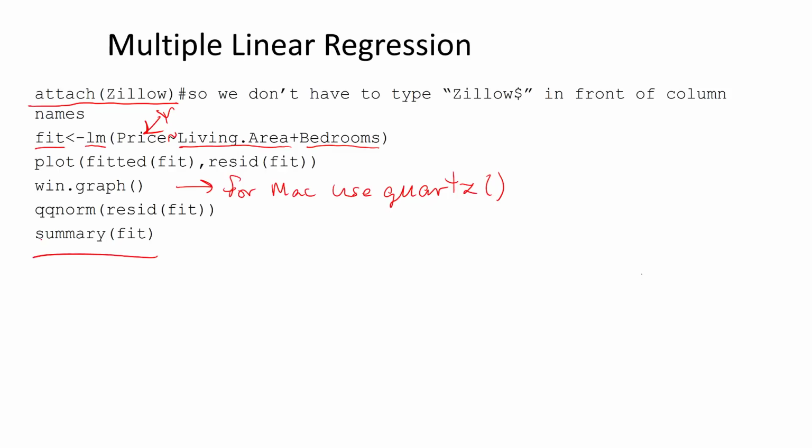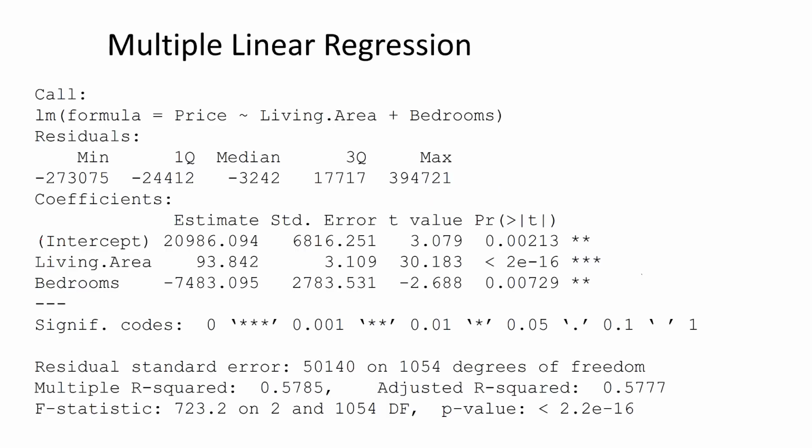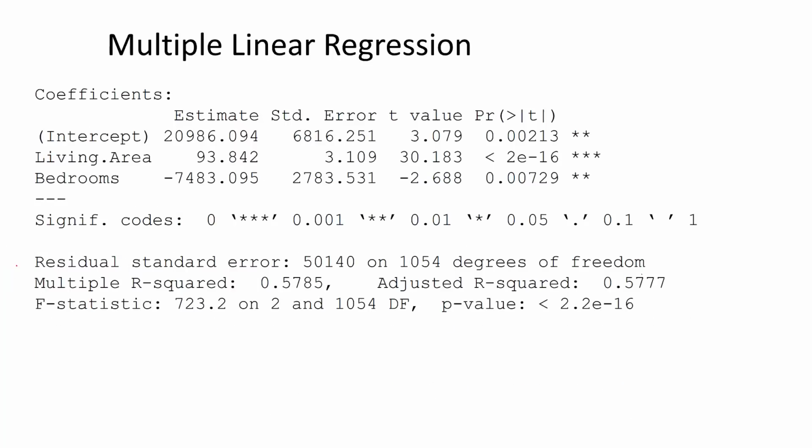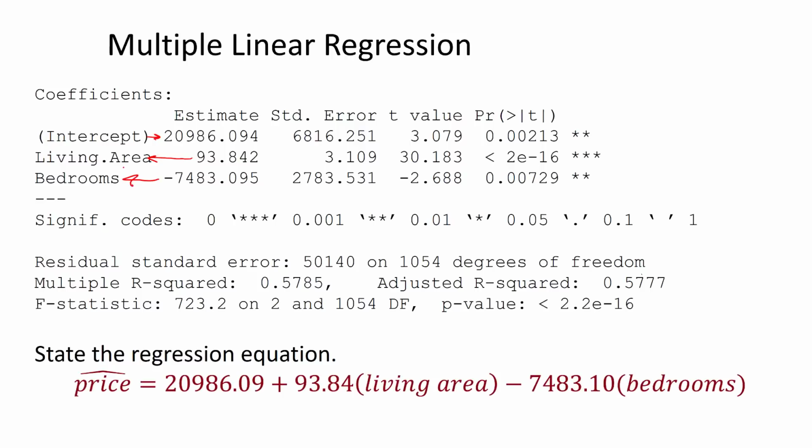And of course, the summary(fit) call gives us our output that we're used to seeing. Now, this output is exactly identical to the output from simple linear regression, except that now for our estimates, we estimate our intercept and we estimate the coefficients for each of our two predictors. So let's practice stating the regression equation. Same game we played with simple linear regression. We've got our B naught, which is $20,986.09. We've got 93.84 times living area minus 7483.1 times bedrooms. So the estimated price hat is 20,986.09 plus 93.84 times living area minus 7483.10 times bedrooms.